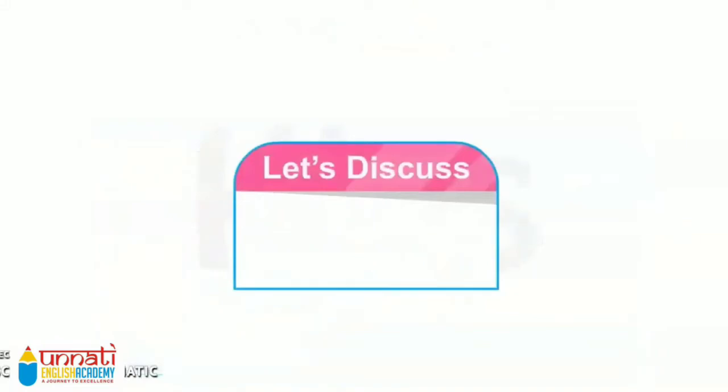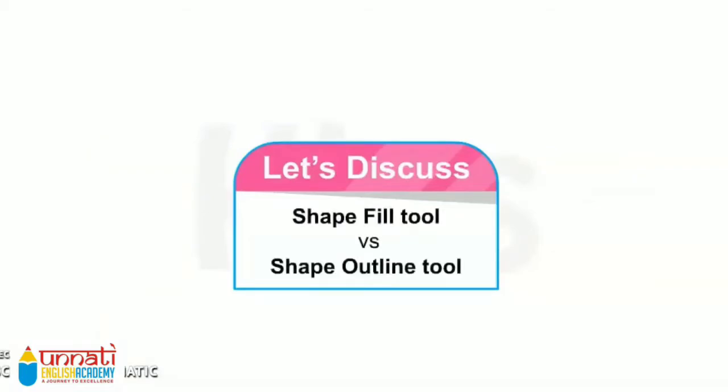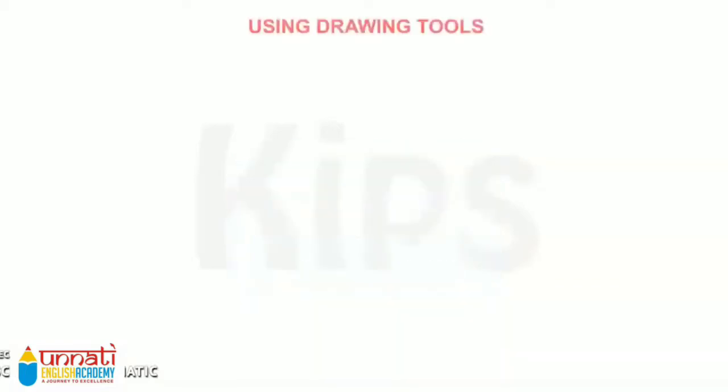Now let's discuss a few topics. Shape Fill tool versus Shape Outline tool. Using the Shape Fill tool you can fill the object, and using the Shape Outline tool you can change the outline color.